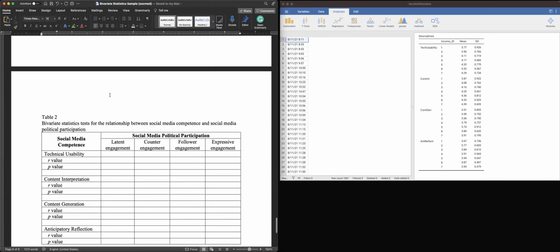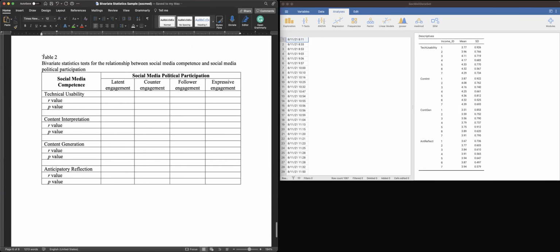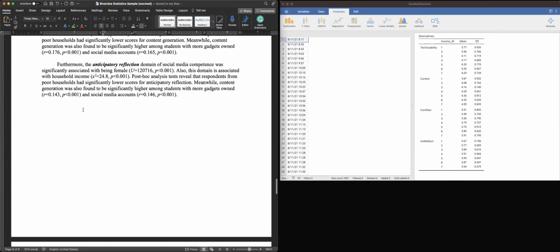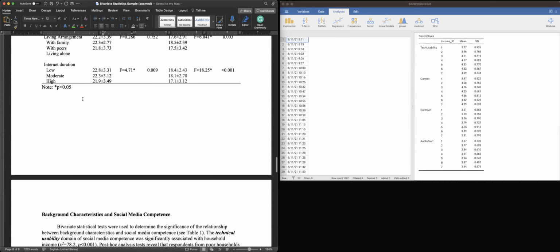Okay. And then you have here a sample of table 2. So I will not do this anymore, but look at the independent variable in this question, which is social media competence. So we move technical usability, content interpretation, etc. here. Since we're going to use Spearman here, the R and the P value are placed under each domain. And then the domains for the dependent variable, which is social media political participation, are also found here. And then you're going to interpret this. Of course, you're not going to do this because this is my data set. You're going to use your own data set.